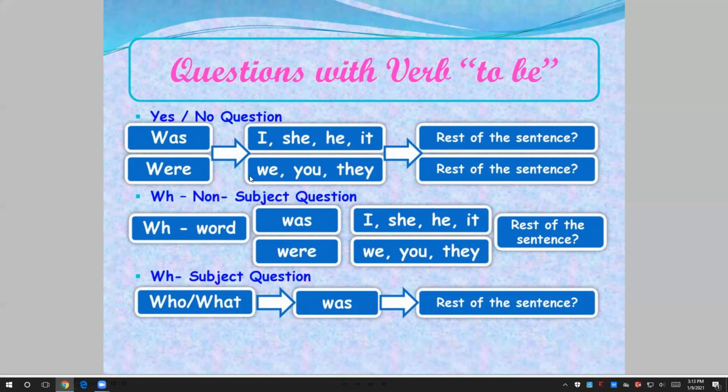And if you want to make questions, again, as I've told you, there are two types of questions. One is indicative questions, also known as yes, no questions. And then we have interrogative questions, which start with interrogative pronouns. So if you want yes, no questions, indicative questions for past simple tense with to be verbs, we'll put these to be verbs in the beginning of the sentence. So we'll use was with I, she, he, and it, and then the rest of the sentence.